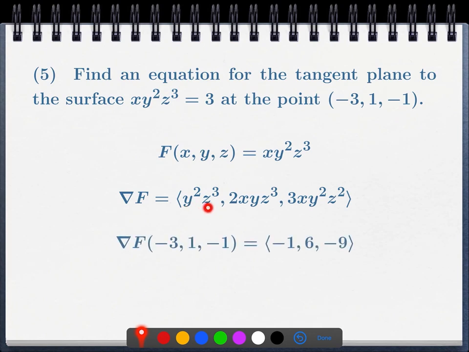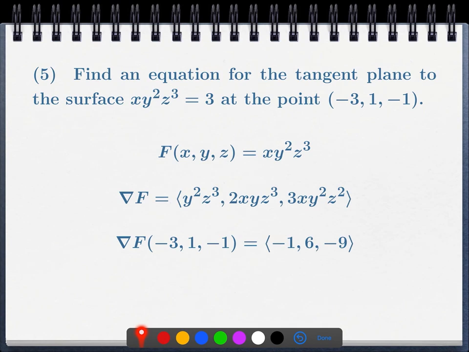So we plug it into here. So we have 1 squared times a negative 1 cubed. That's giving me a negative 1. Then we have minus 3 here. So that's minus 6 times this 1, which is minus 6 still. Then you have minus 1 cubed, so that's going to give me a plus 6. Here we have minus 3 for x, so this will be a minus 9 when I multiply times 1.